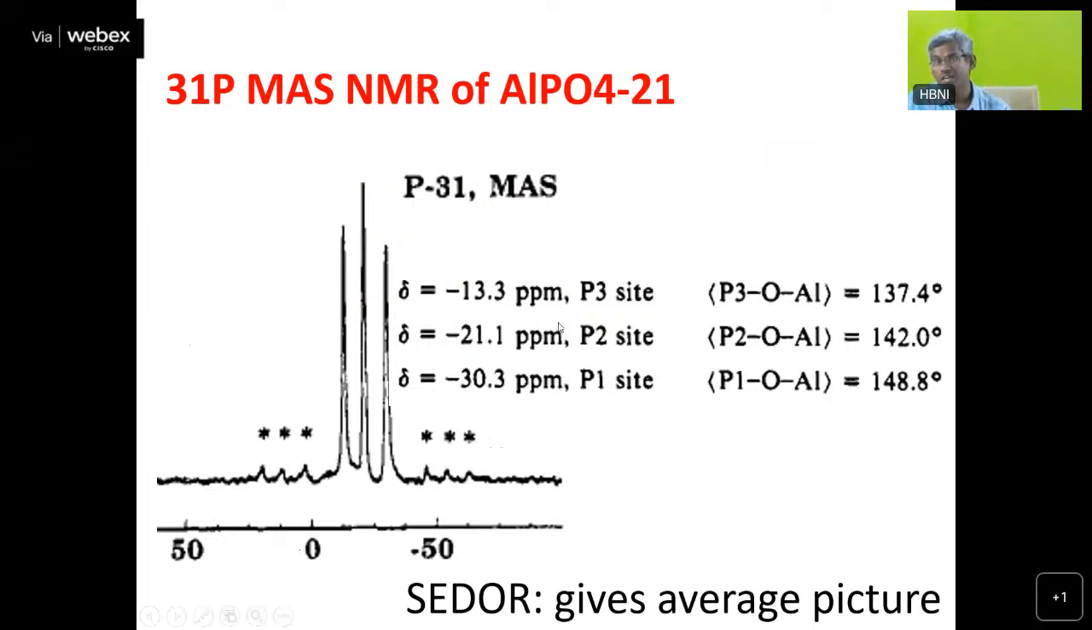So for your understanding, I have written here that the signal at minus 13.3 ppm corresponds to a phosphorus-oxygen-Al bond angle of 137.4, whereas minus 21.1 corresponds to 142 and minus 30.3 corresponds to 148 degrees. So you may think why the chemical shift decreases. You see, the chemical shift becomes minus 13, minus 21 and minus 30. It means systematically getting shielded. The phosphorus atom is getting shielded as the bond angle increases. What is the reason for this?